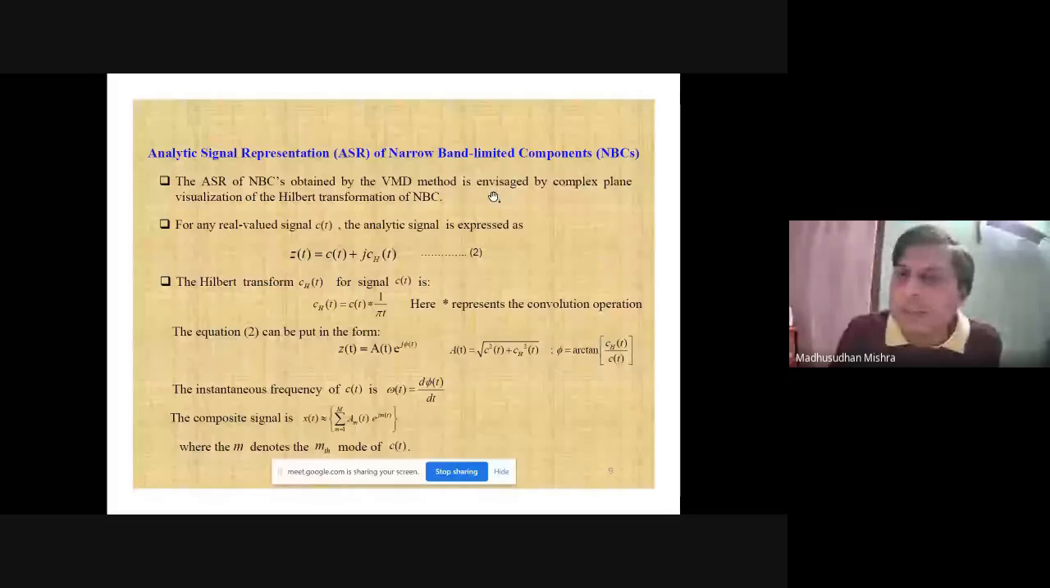And then a very good concept which is often seen for analysis of heart sound signals is the analytical signal representation of narrow band limited components. Whenever we apply variational mode decomposition, these different modes are known as narrow band limited components, because their bandwidth will be low as compared to the complex one, as these are the decomposed modes. For analytical representation, the main advantage is that we can find the magnitude and phase. That's why we go for analytical signal representation.